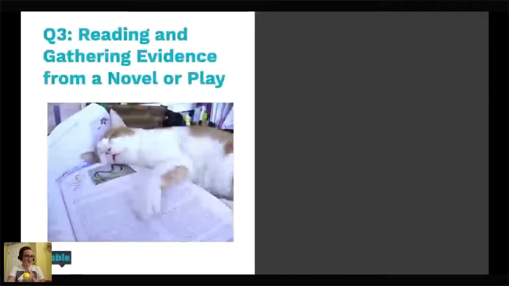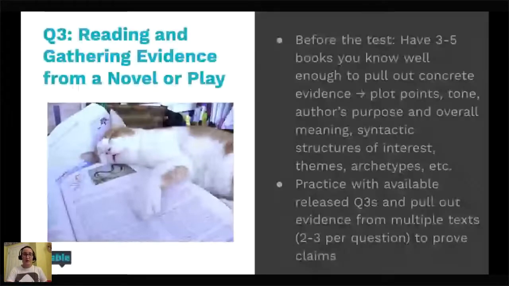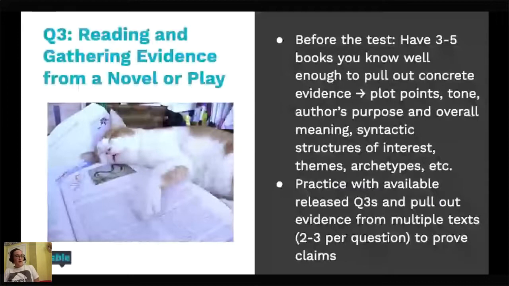So I have two suggestions for you. Here are ways that you can get around that block, because sometimes you'll get to the test and you're like, I know this book pretty well, and maybe you read it a couple times, but you didn't read it in a way that helps you on the exam. So one of them, and both of these are before the test, is to have 3 to 5 books that you know well enough to pull out concrete evidence.